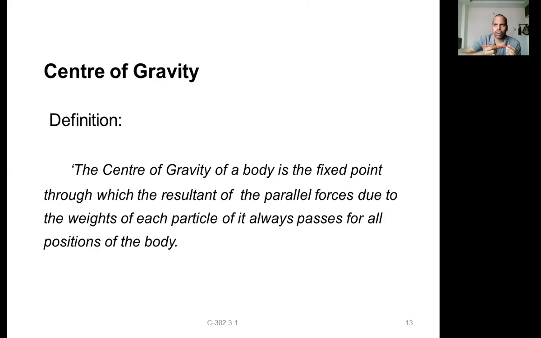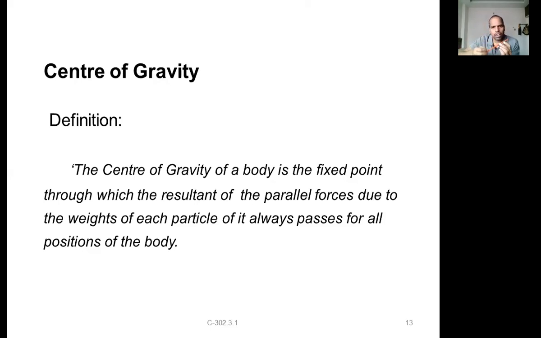You can find the position of the resultant, the point through which the resultant passes. If you find that point, that is what we call the center of gravity. But again, it holds for all positions of the body. The body may be in this position, or like this, or like this. It can be in all positions.